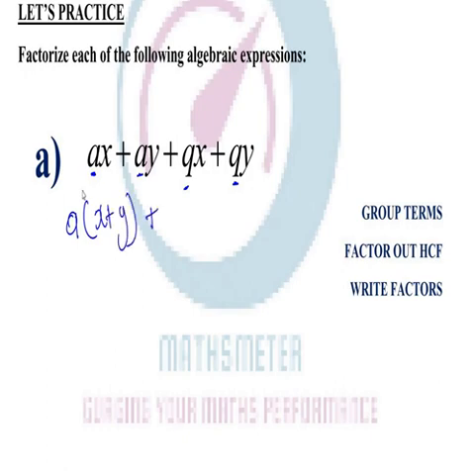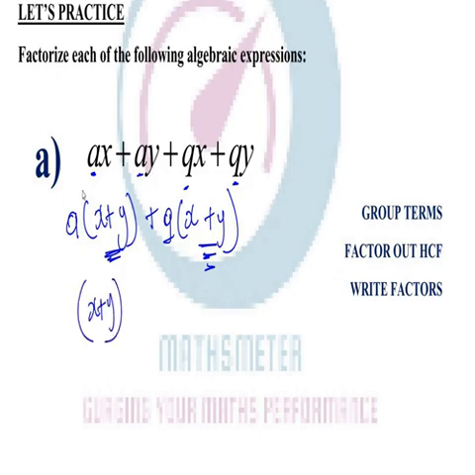Then in the second pair, what is common? Q. So I factor out my q and I'm left with q into qx and q into qy gives me y. Now in case you're uncertain of how to factorize using the highest common factor, the link will be in your description. So here we have what is called a common binomial. So we can factor out this binomial, x plus y, and our other factor is going to be on the outside, a plus q.